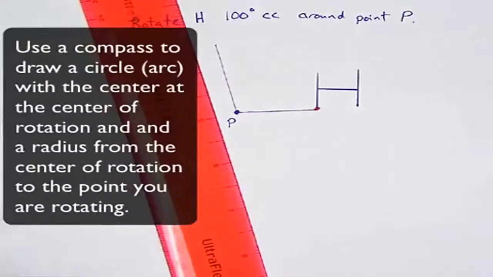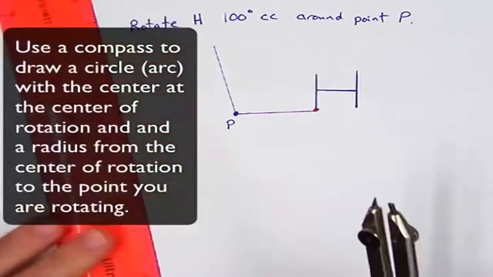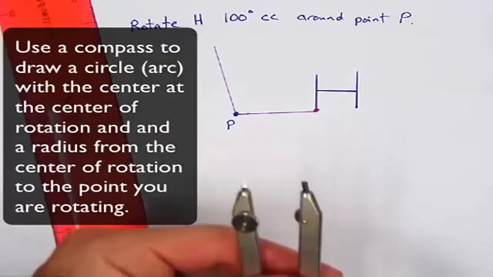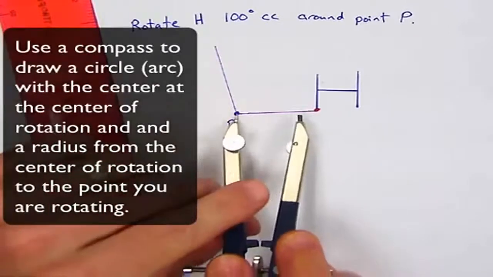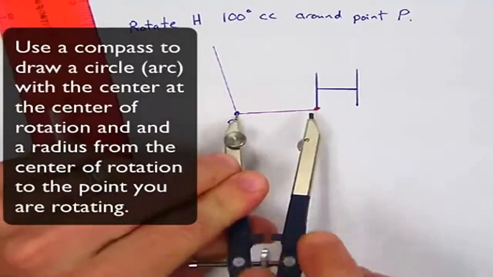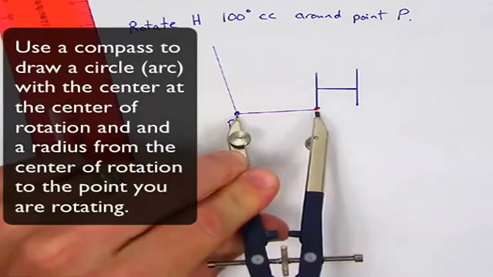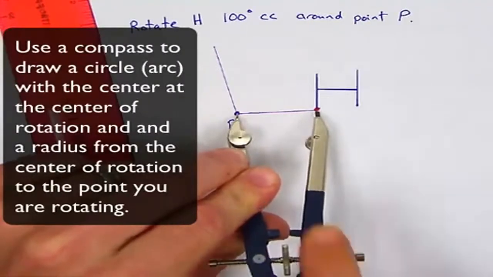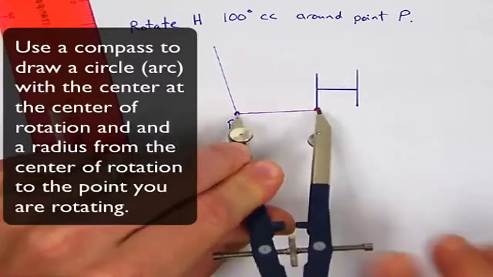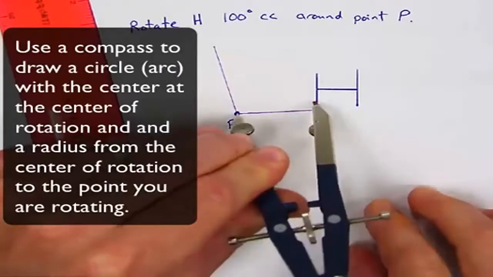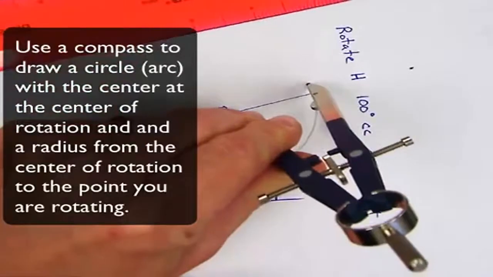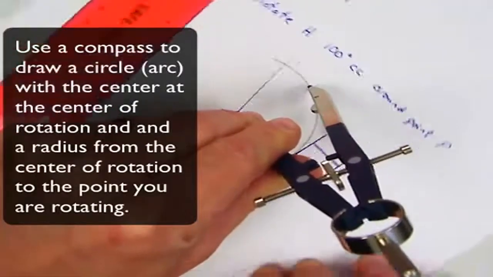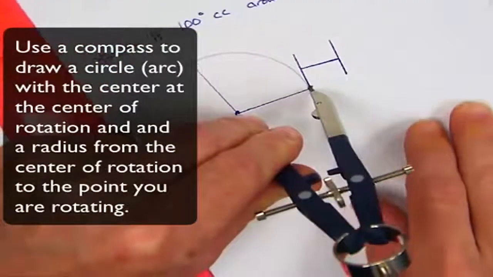Now here's where I like to use a compass to finish this off. Okay, so what I'm going to do is make P the center of my circle, or the center of my arc, and I'm going to open my compass to the point I'm trying to rotate. And then I just want to draw that circular path until it intersects the other ray of my angle.